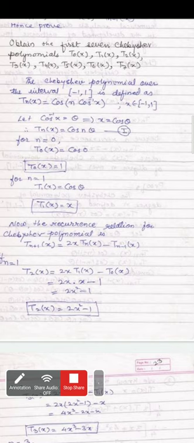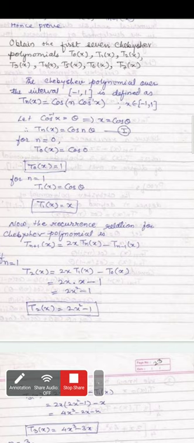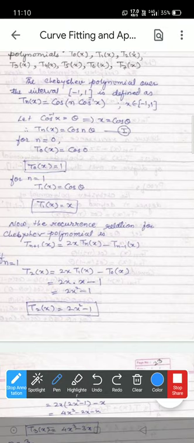Obtain the first 7 Chebyshev polynomials, that is T0(x), T1(x), T2(x), T3(x), T4(x), T5(x), T6(x), T7(x). So the Chebyshev polynomial over the closed interval minus 1 to 1 is defined as Tn(x) is equal to cos of n cos inverse of x, where x belongs to [-1, 1].